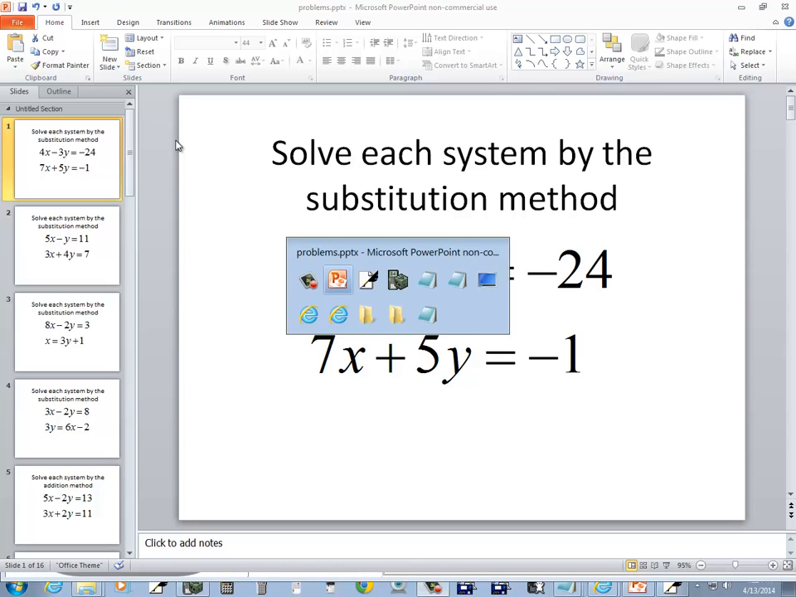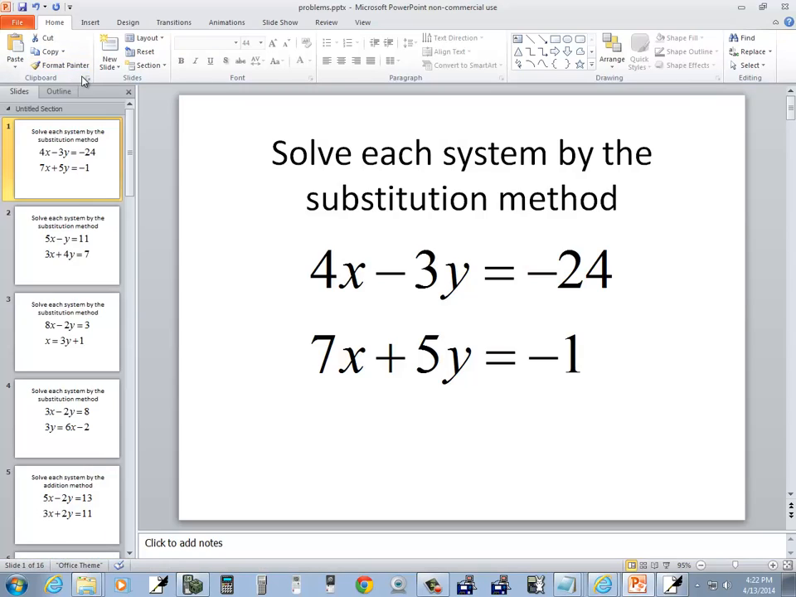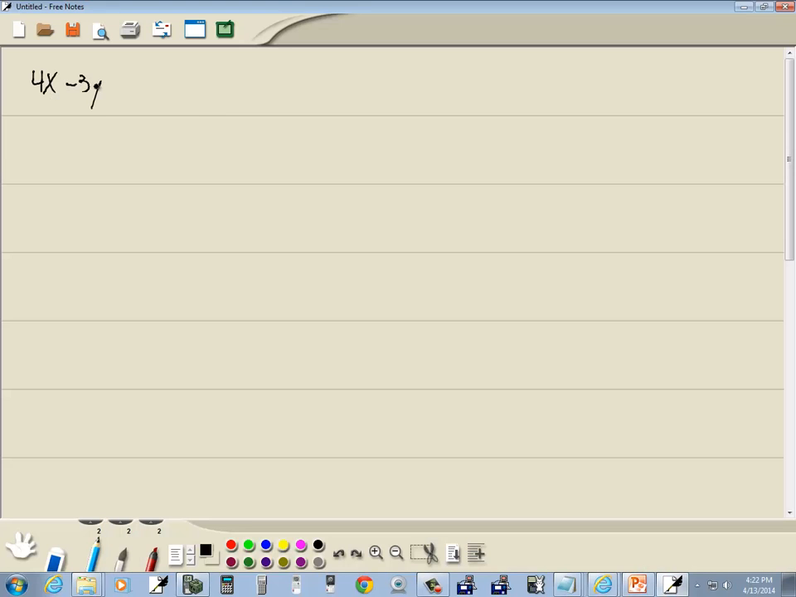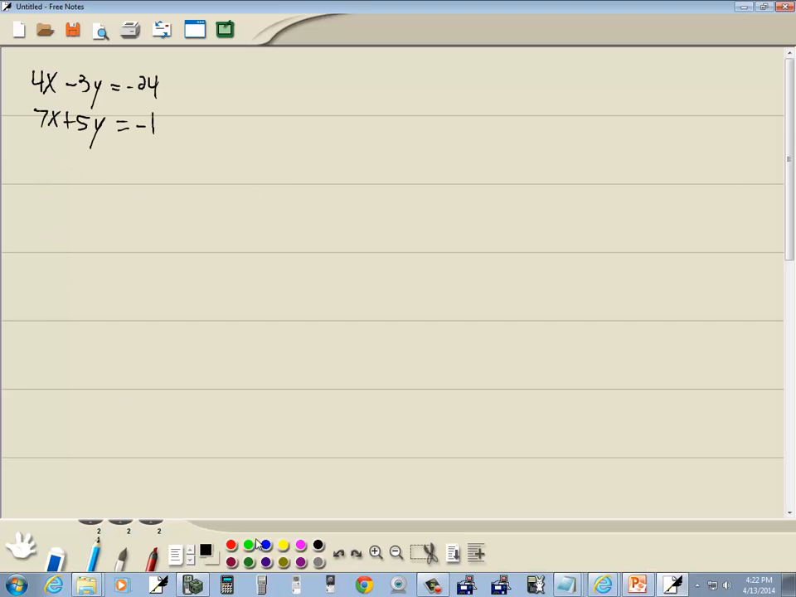Let's take a look at this problem. We've got 4x minus 3y is equal to negative 24, and 7x plus 5y is equal to negative 1. And it says solve each system by the substitution method, so let's do the substitution. This is actually try 2 for me. First time I screwed it up, so I had to start over.